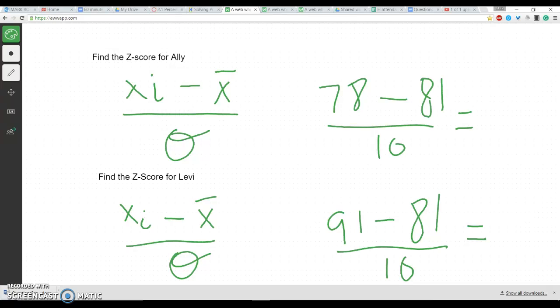Well, 78 minus 81 is negative 3. Divided by 10 would be just negative 0.3. And then 91 minus 81 would be 10, and 10 divided by 10 would be 1.